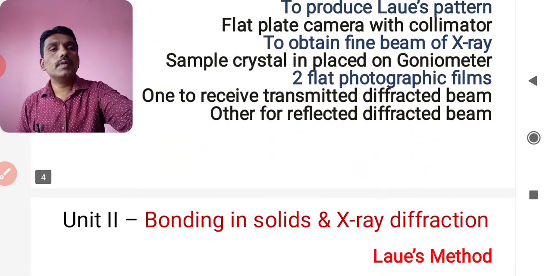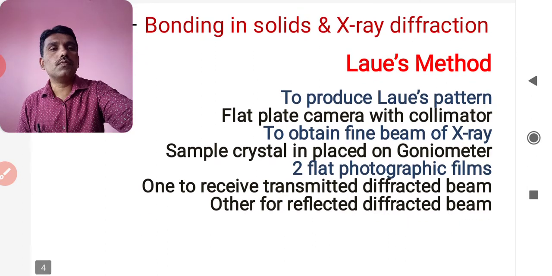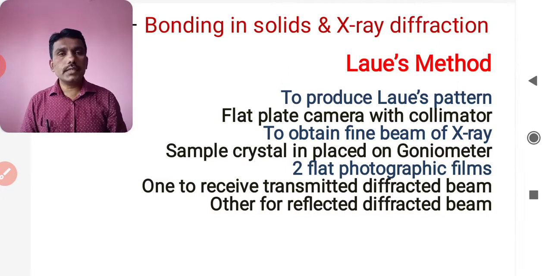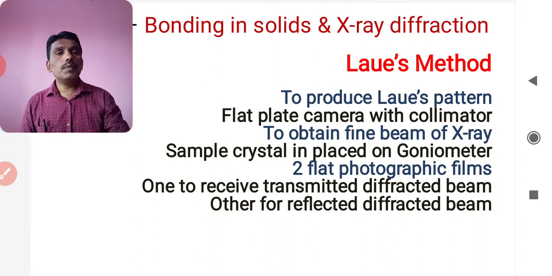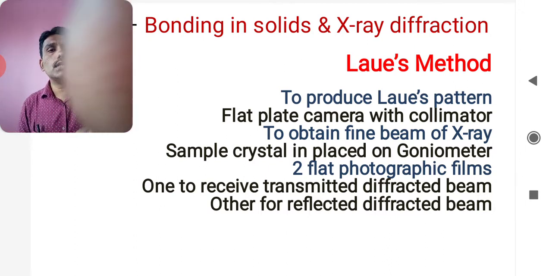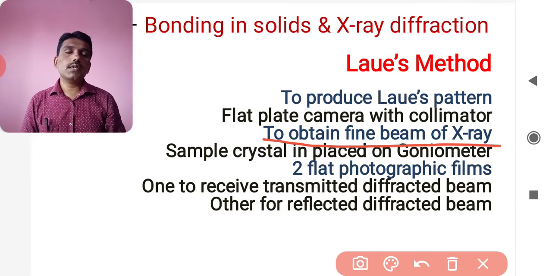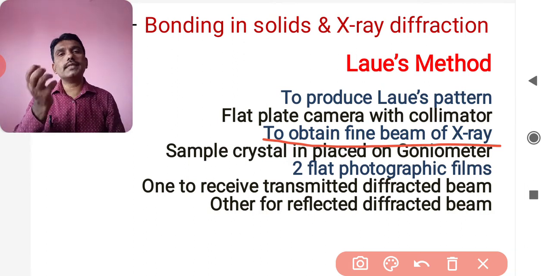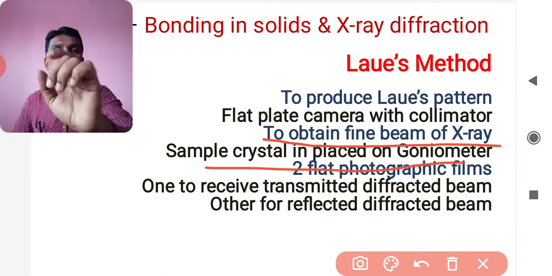So as far as the Laue method is concerned, this method is established to produce the Laue pattern. We already discussed the flat plate camera with the collimator, from which a fine beam of X-ray is inserted. And there is the sample crystal on which you want the X-rays to be incident, and that sample crystal is taken on the goniometer, which is at the center, as we have seen.